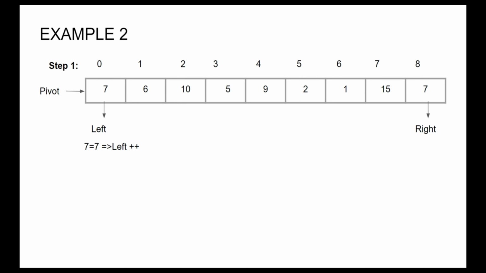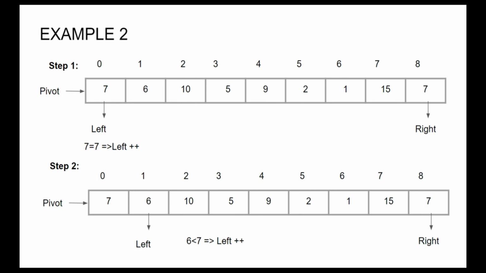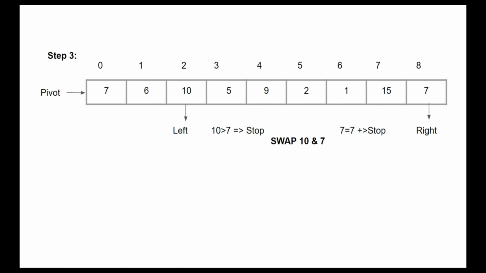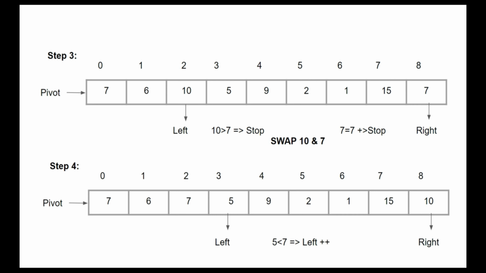So now in this example, 7 is the first element and the pivot is the same, so it is not greater than the pivot; increment left by 1. Then it is 6. 6 is also less than 7, so again increment the left by 1. At the next increment, the value is 10. It will stop there because 10 is greater than 7. And check the right element. Right is 7. 7 is equal to 7, so it is not greater. So the right will stop there and then swap with the left element, that is 10 and 7.